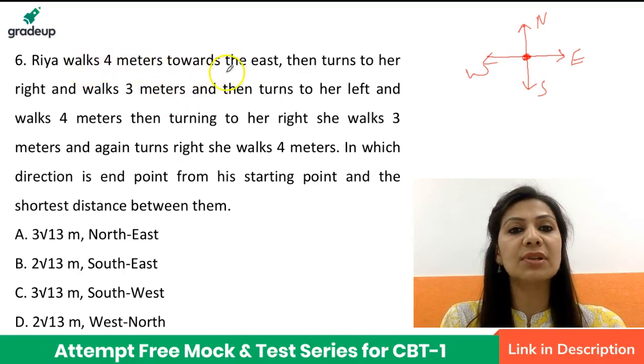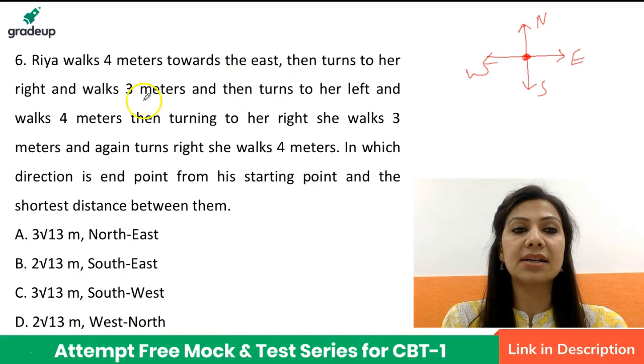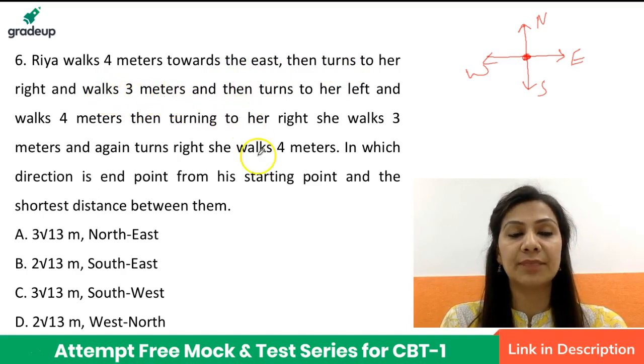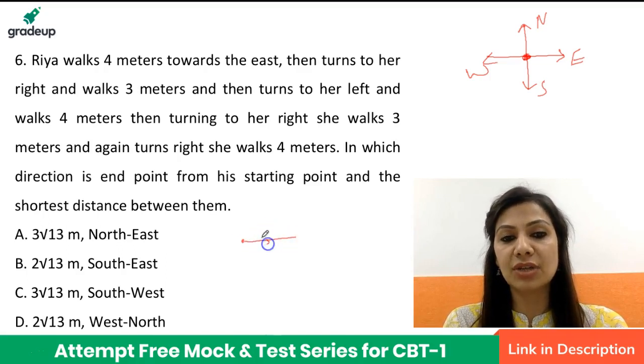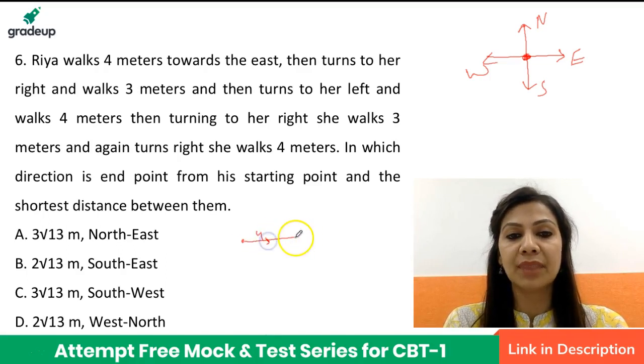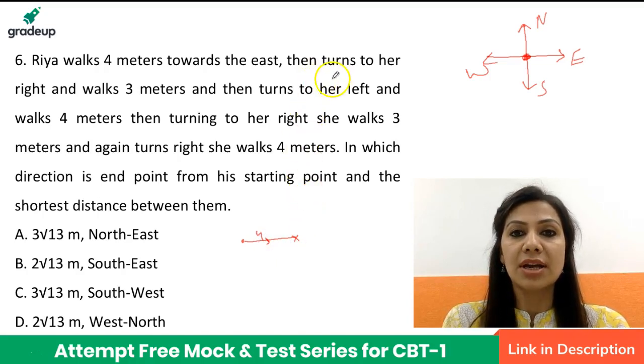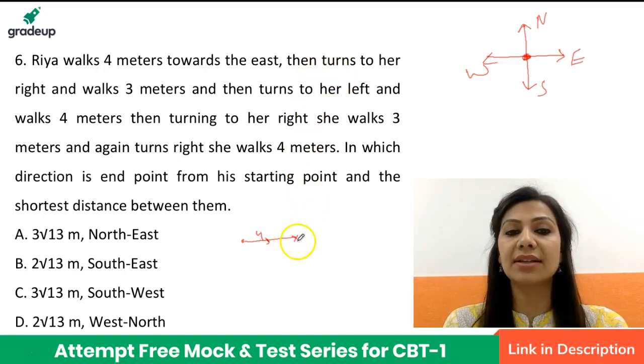Ria walks 4 km towards the east, then turns to her right and walks 3 meters. So let's initiate. Let's suppose from here Ria starts moving towards east, she covered 4 km. Now she is here right now. She turns to her right. Right turn means clockwise direction, downward.